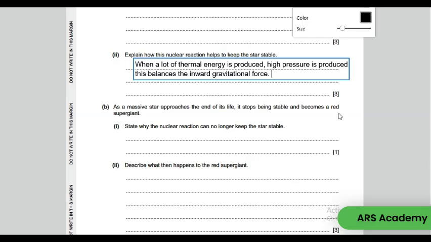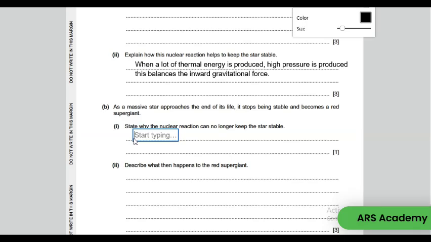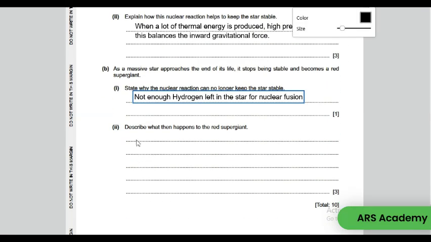Question B. As a massive star approaches the end of its life, it stops being stable and becomes a red supergiant. Part 1. State why the nuclear reaction can no longer keep the star stable. So the reason is, there is not enough hydrogen left in the star to carry out nuclear fusion. Okay. Part 2. Describe what then happens to the red supergiant.